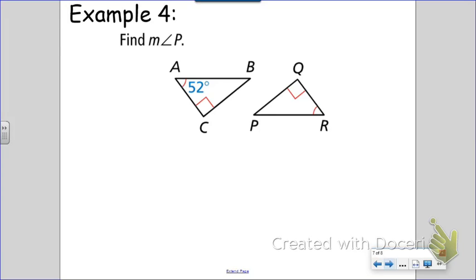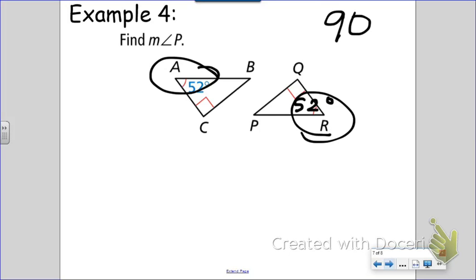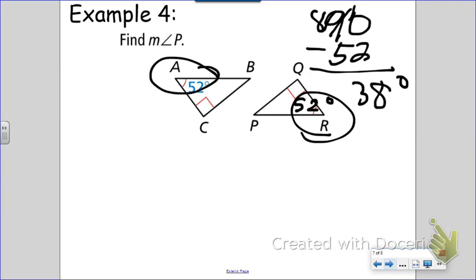In our next example, we're going to find the measure of angle P. Angle A is congruent to angle R. We know we've used 90 degrees. The total is 180, so 90 minus 52 leaves us with 38 degrees for angle P.